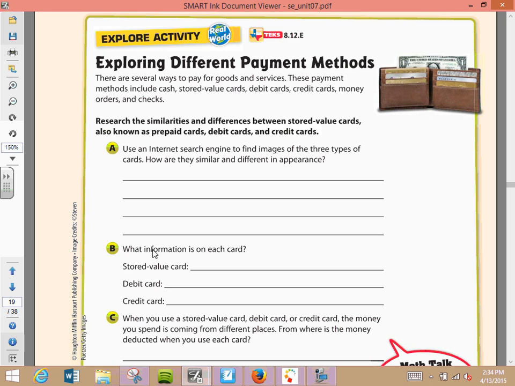If I get a Visa gift card, that is a different story. Anywhere where Visa is accepted, you can use that one, or MasterCard. This one is only for Walmart. And for this type of payment, do you have to have money in it to use it? For the gift card? Well, duh, I'm going to use it, right?